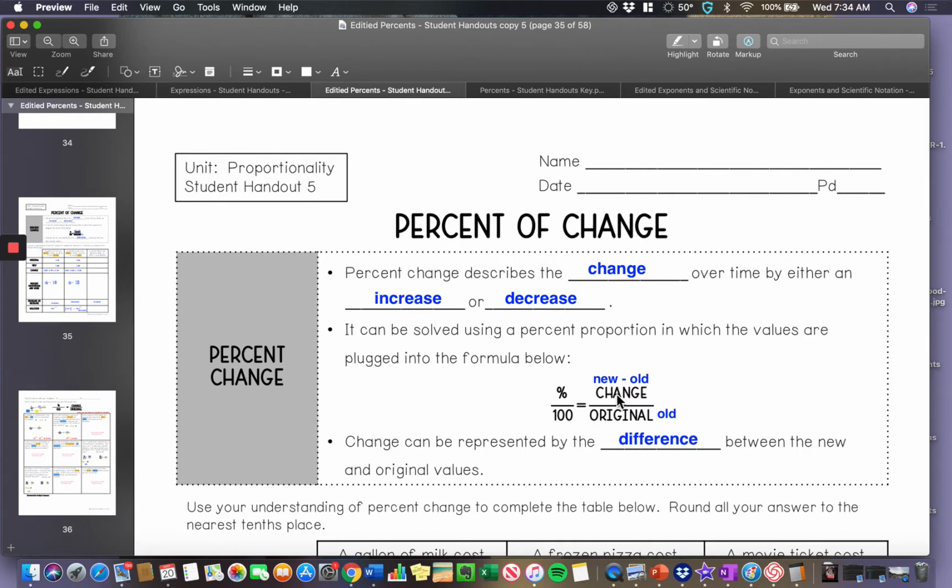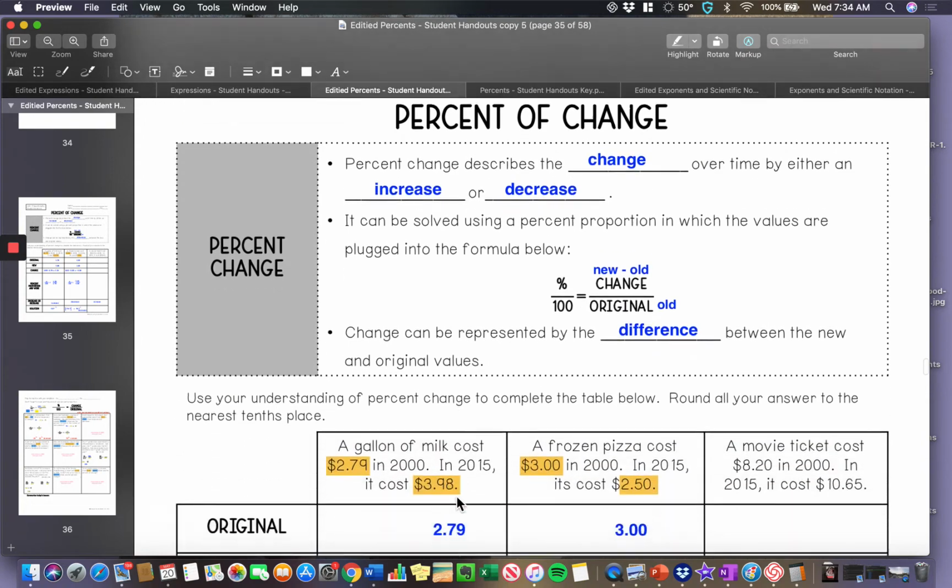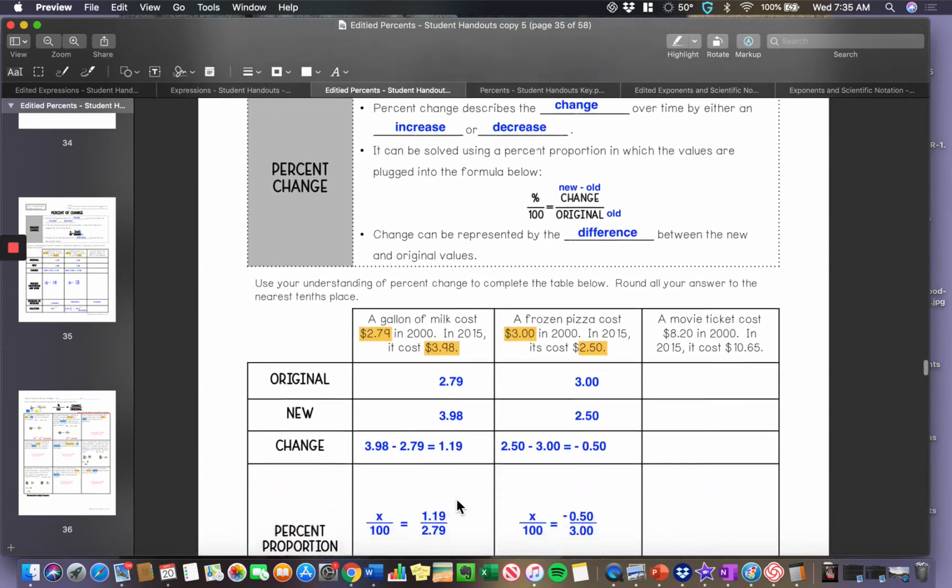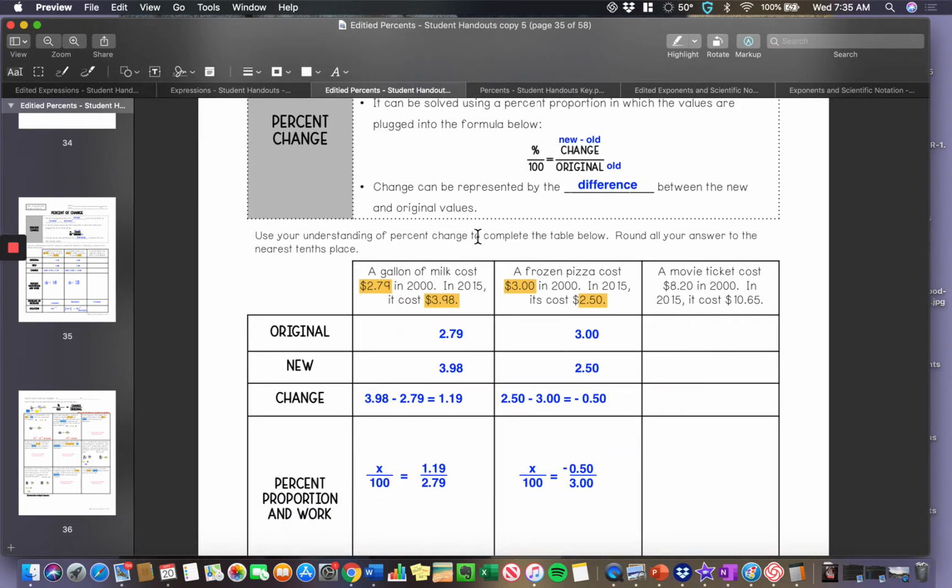The change is represented as the new take away the old, which is the difference between the new number and the old number. And then it's divided by the original. So the original can be said as the old number. It's the original number. Change can be represented by the difference between the new and original values. So let's take a look at the example we have down here. It says use your understanding of percent change to complete the table below. Round all your answers to the nearest tenths place.